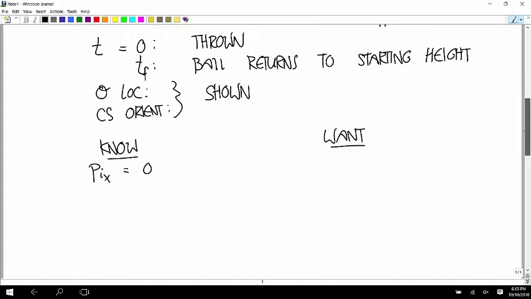Do we know anything about the final position? p_fx is what we're trying to find. p_fy is p_iy, so I'll just write it like that. Do we know anything about the initial velocity?